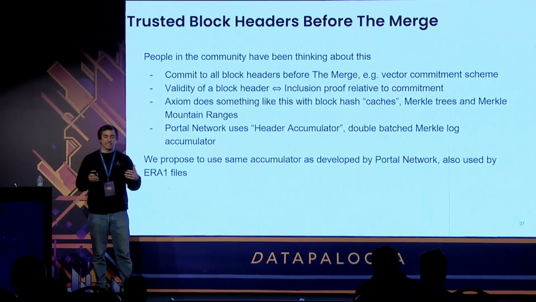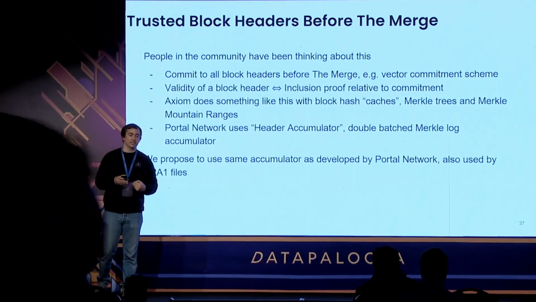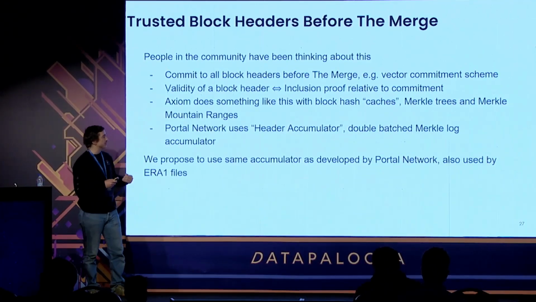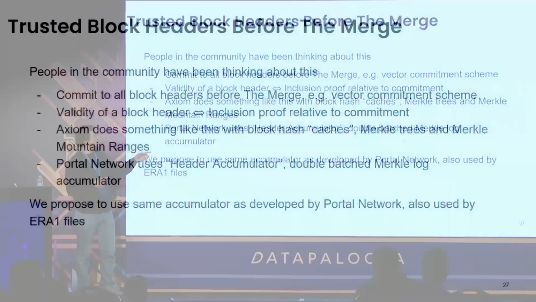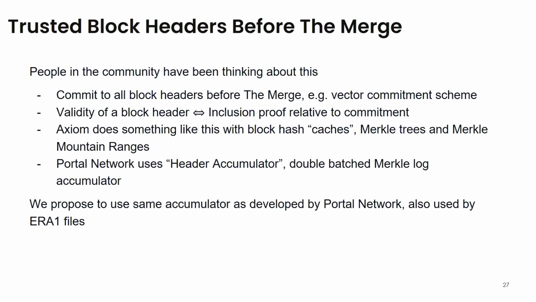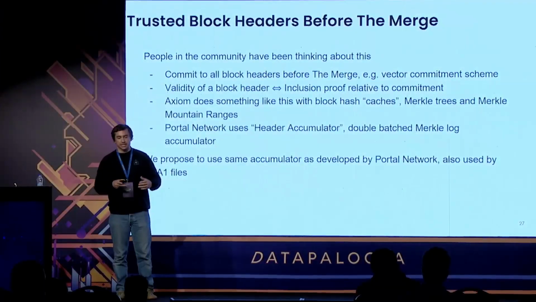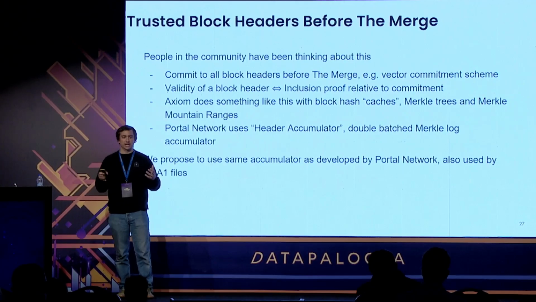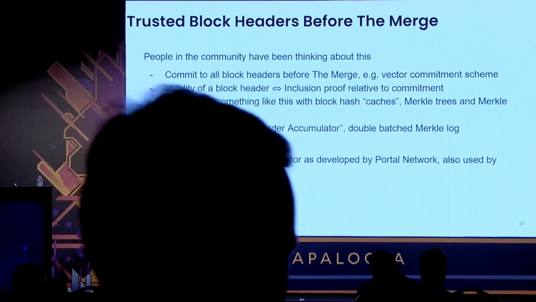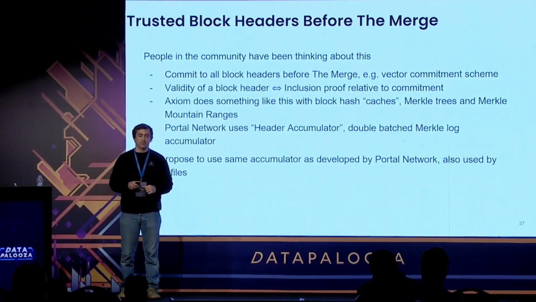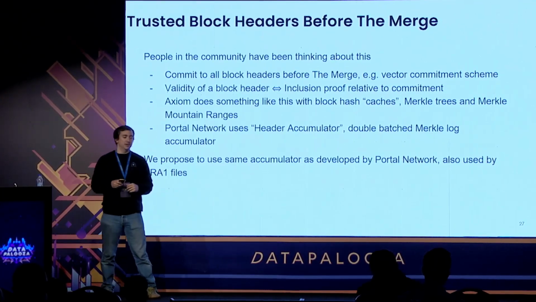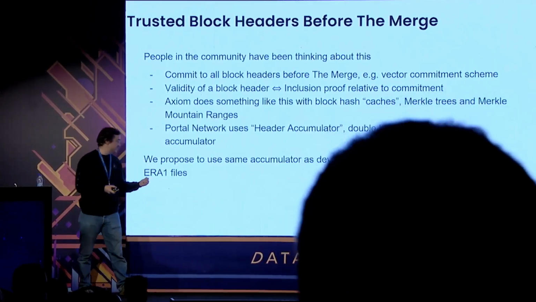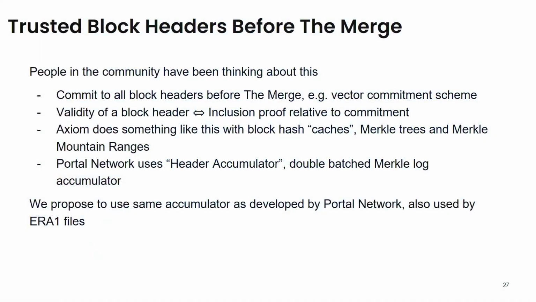We don't, at this point, care about verifying or proving anything on chain. So we actually look at what Portal Network is doing. Portal Network uses a header accumulator, which is a double batch Merkle log accumulator. Again, it's another type of vector commitment scheme, and it's basically doing exactly what we want to do, right? It just commits to the block headers, and then gives you a way to prove that a specific block header was in that commitment. Like I said, it's used by Portal Network. It's also used in these Era1 files, which we also heard the panelists talking about a minute ago.